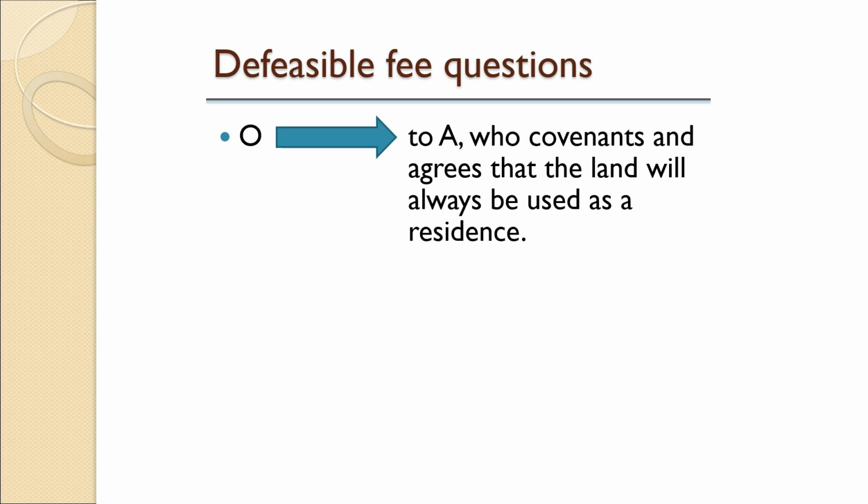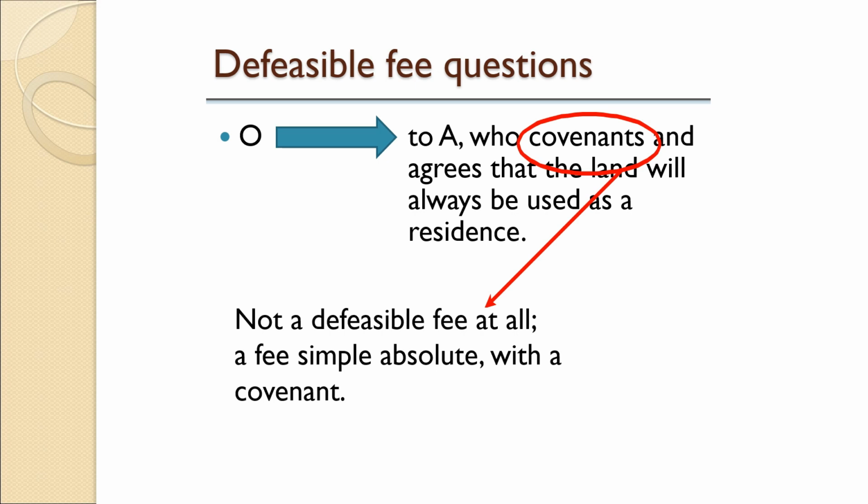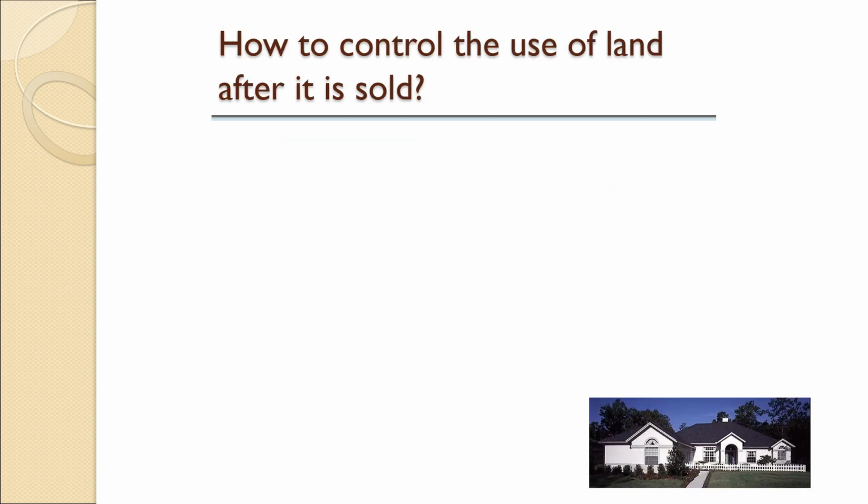This one says, "To A, who covenants and agrees that the land will always be used as a residence." Now this is a little strange. It doesn't sound like any of the examples that we've talked about before. The answer is that it's not a defeasible fee estate at all. It's a fee simple absolute, and that language about the land not being used other than as a residence is simply a covenant that sort of rides on top of the fee simple absolute.